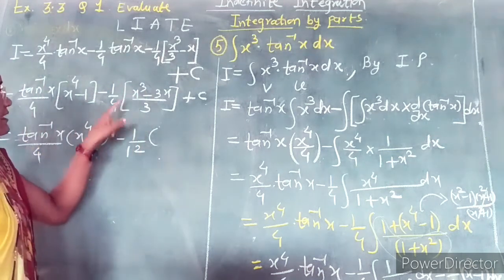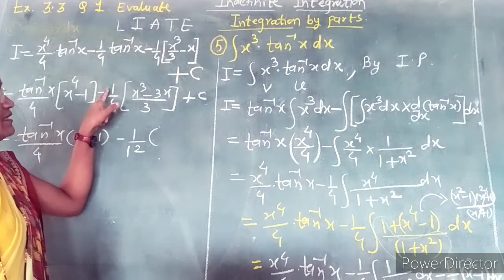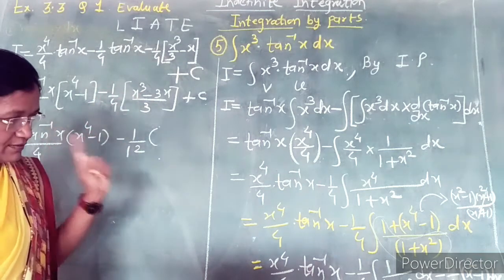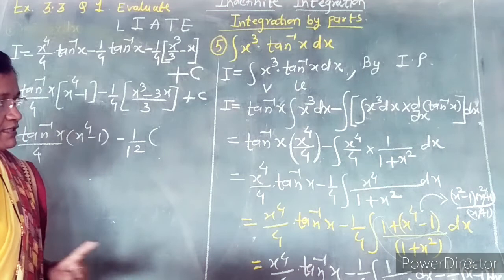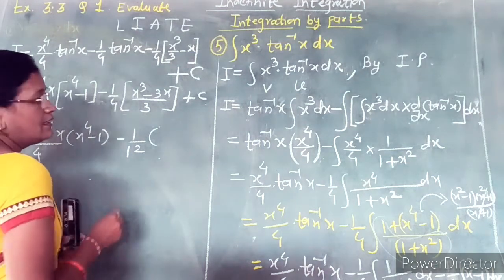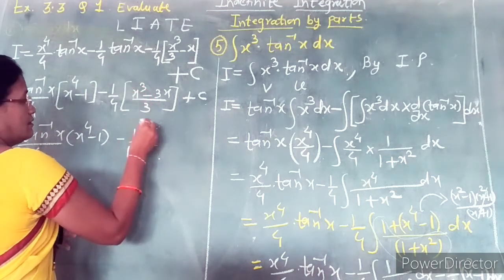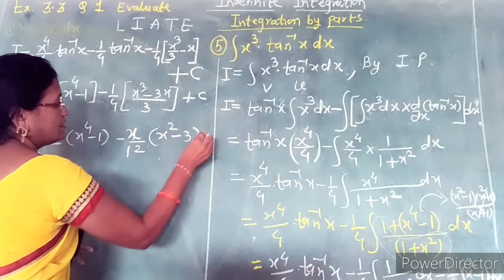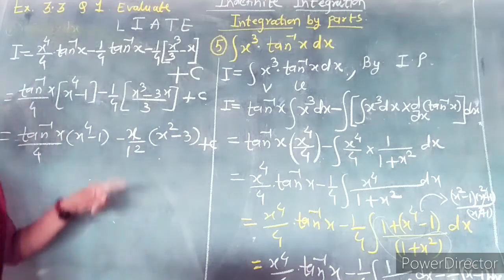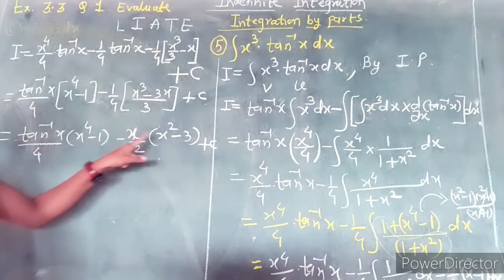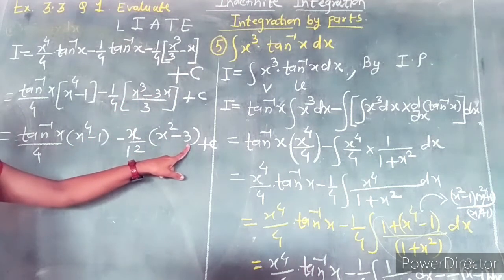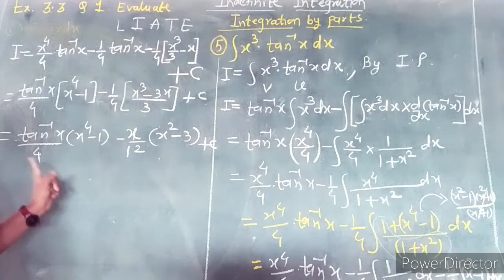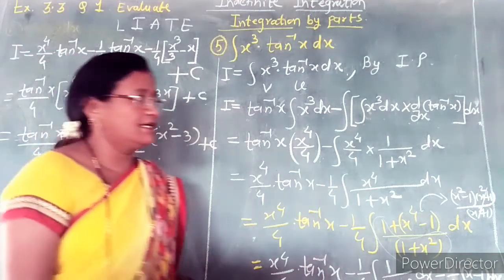In your textbook the answer is wrong, because there x is given but x raised to 4 is not the integral of the corresponding term. So directly, by taking x common here, that term becomes x square minus 3, plus c. From this we take x common, inside the bracket x square minus 3, and 4 into 3 is 12. So this is the final answer for this integral.